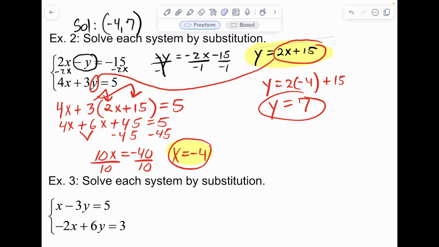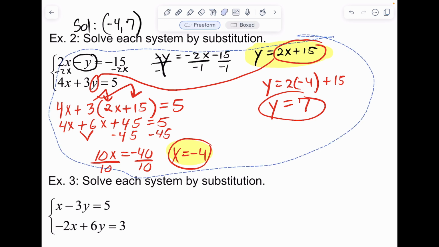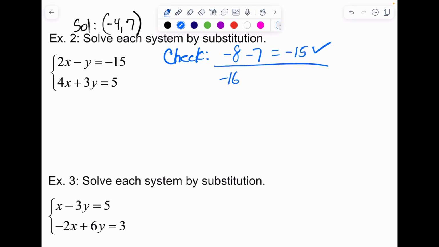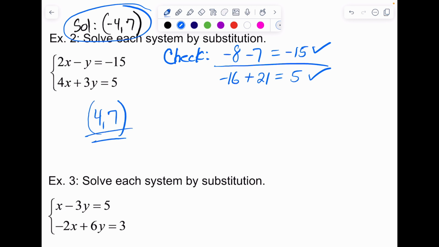Let's go ahead and plug it in and check. That's going to make life a lot easier for us in the long run. So let's check it. 2 times negative 4 is negative 8 minus 7 does equal negative 15. And 4 times negative 4 is negative 16 plus 3 times 7 is 21. That does equal 5. So we are good. Negative 4, 7 is my solution.